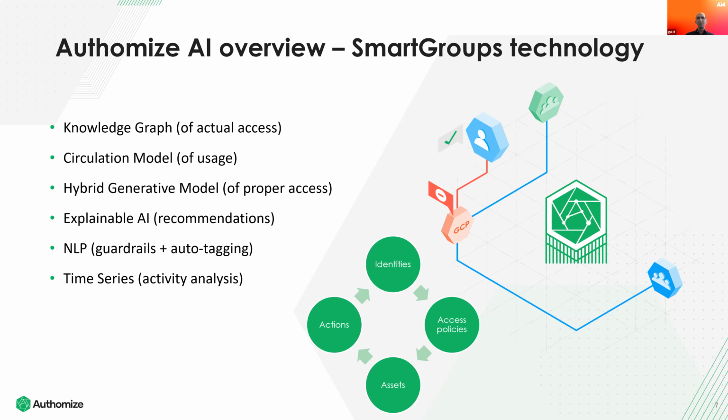And we use a hybrid generative model based on this knowledge graph to generate the model of the proper access, generative rather than predictive, which allows us to be far more accurate in our recommendations and make explainable recommendations, which is part of the way we use this generative model.